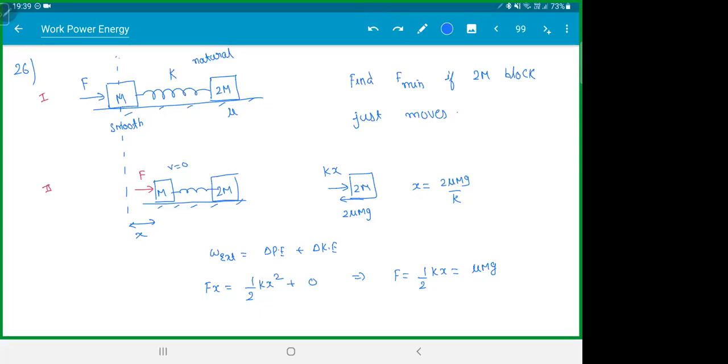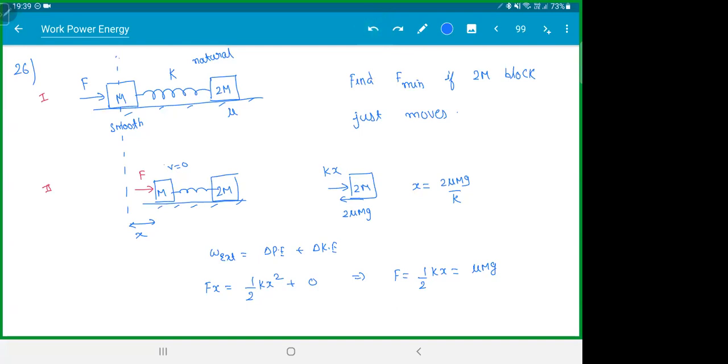And most people write 2 mu mg, because they think if kx becomes that, this should be the natural length. This should be the mean position. Because if this was the mean position, your speed will be maximum. You won't stop here. You'll go further. Means you have generated more force than required. That means F is not minimum.